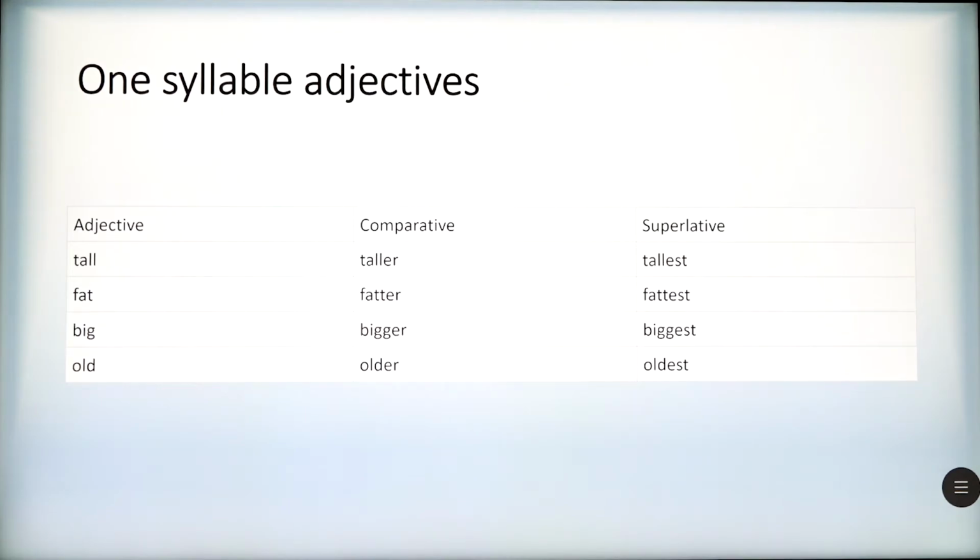Whereas with the word old, we don't have to double the last consonant here because the word starts with a vowel. Old, older, oldest. There is no doubled consonant here.